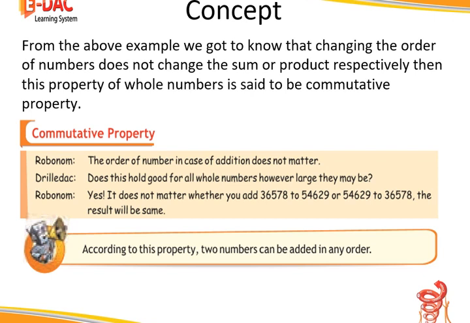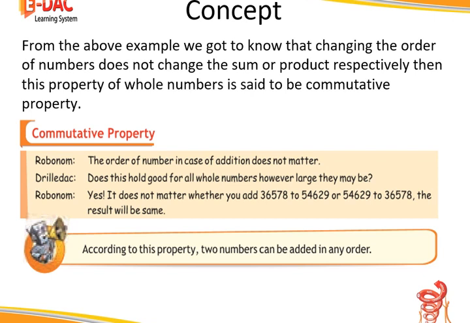Then Dirichlet says, does this hold good for all whole numbers, however large they may be? Yes, it does not matter whether you add 3, 6, 5, 7, 8 to 5, 4, 6, 2, 9 or 5, 4, 6, 2, 9 to 3, 6, 5, 7, 8. The result will always remain the same.